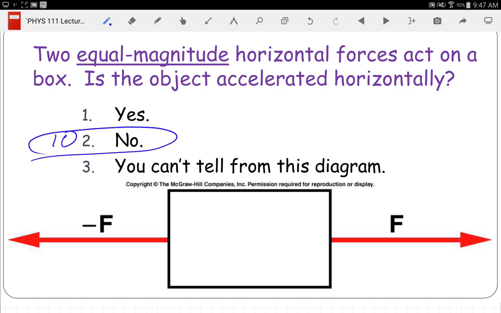Okay, so that was simple enough. Now, what can you tell me about the speed of this object?